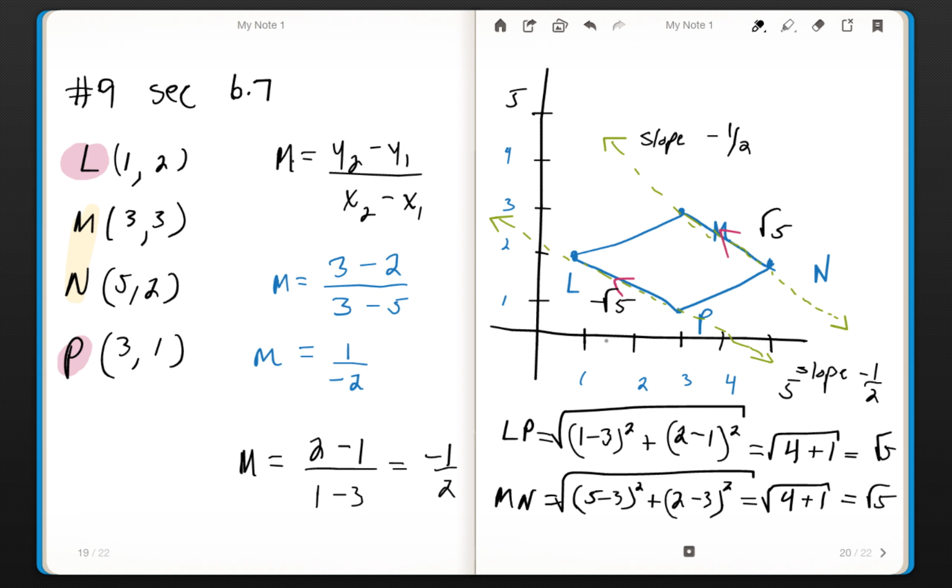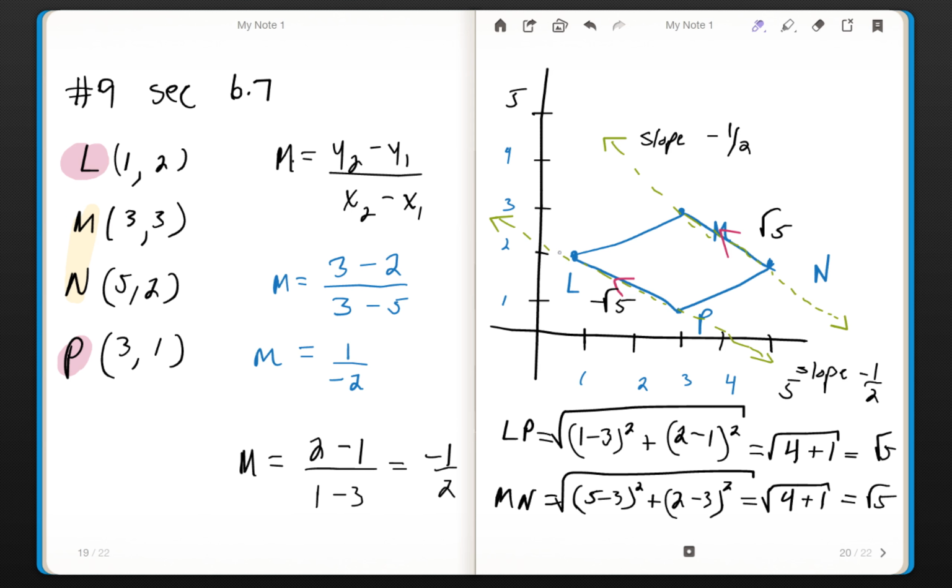So we're going to do the same thing. And I have a feeling it might actually be a rhombus. We just have to figure out that the opposite sides are parallel. So we're going to do the same exact thing, but we can actually save a little bit of time, and I'll show you how. We're going to do it with LM and PN.